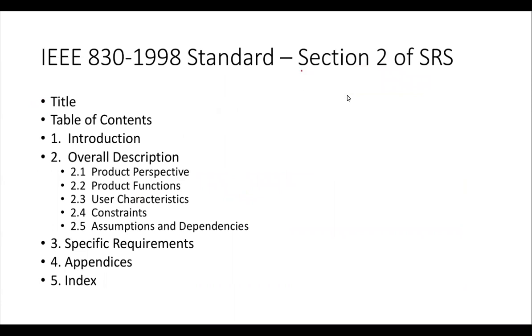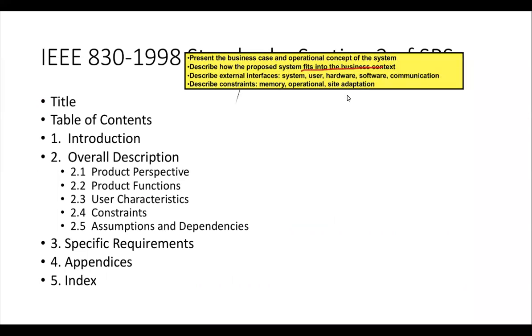In section 2 of the SRS, we have information about the business case and the operational concept of the system. We have information about how the proposed system fits into the business context. We have information about external interfaces: system, user, hardware, software, and communication. And we even have information about constraints related to memory, operations, or even site adaptation.